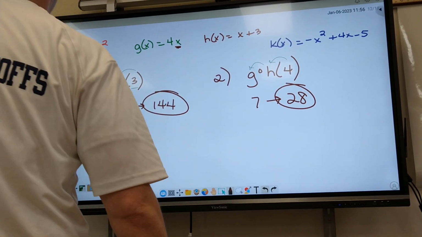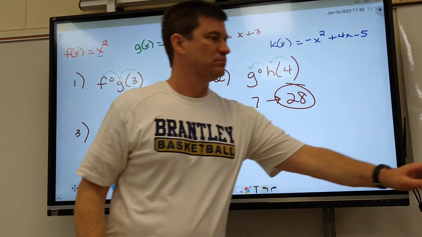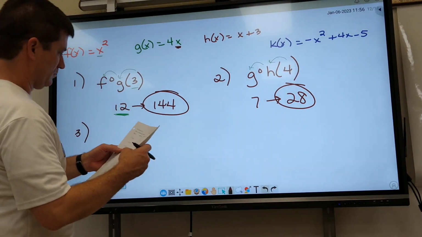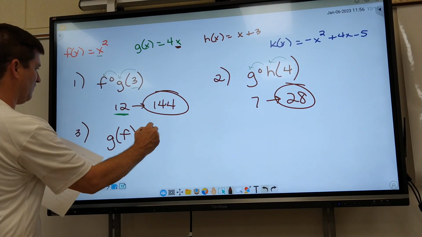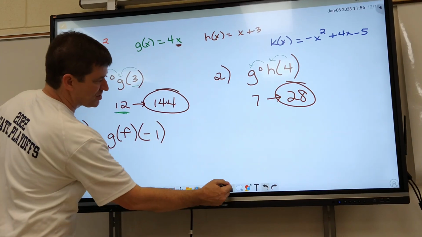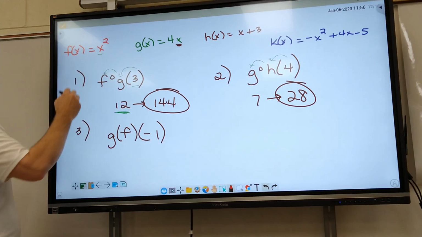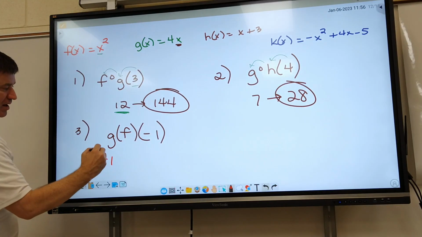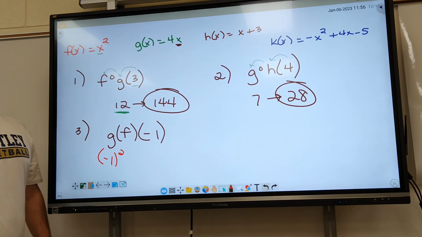All right, see what y'all got on 3 and 4. All right, 3, I got g of f of -1. I bet some of y'all missed this one. Always happens. We got to take -1 and plug it into f. And don't forget, when you plug it in and you square it, you got to put parentheses around it. If you don't, it's gonna mess you up.